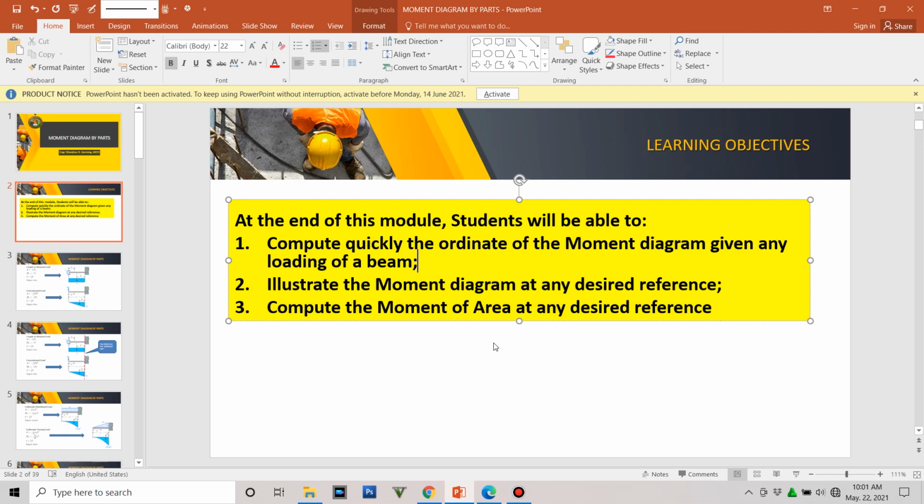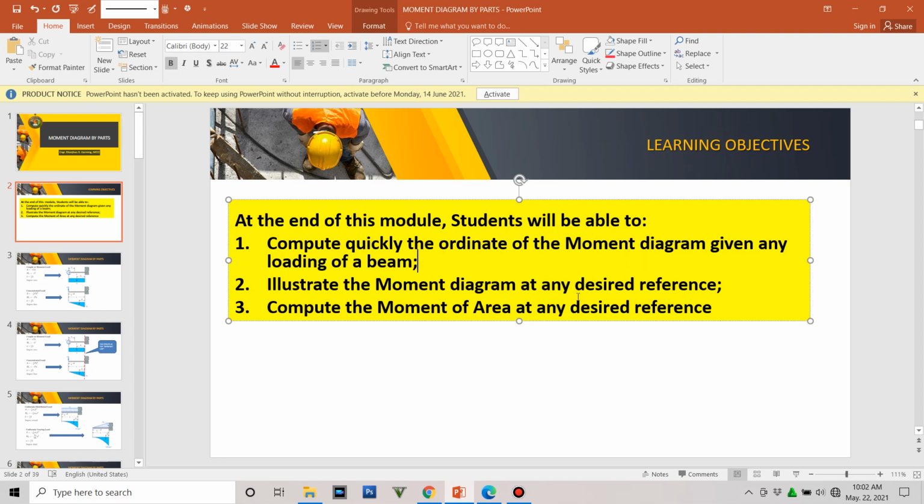The moment of area is just the area of the shape times the centroid. Again, the moment of the area is the area of the shape times the centroid. The centroid is the distance of the center of gravity from the point of reference, which is what we mean here by desired reference. Where your desired reference is, that is where you measure the centroid of the shapes.